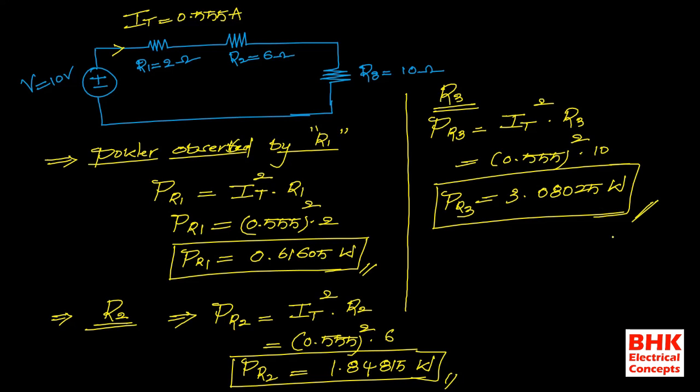Okay, so this is the manner in which we find the value of current flowing in the network, and after knowing the value of current, how to calculate the voltage drop across individual elements, and after finding the voltage drop, the amount of power absorbed by each element in the given network. Okay, so this is the manner in which we find all the parameters for the given network.